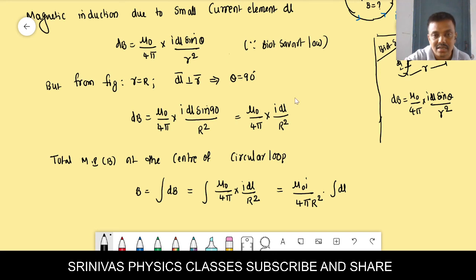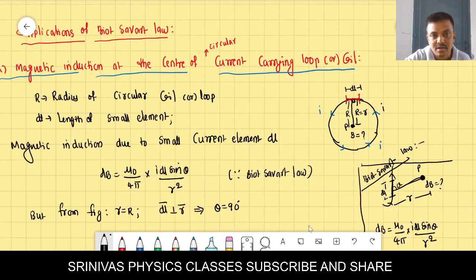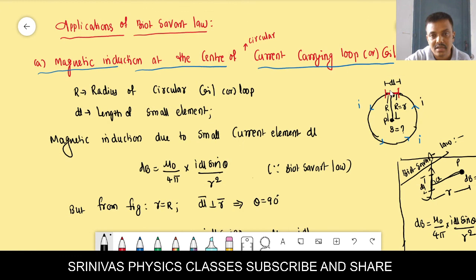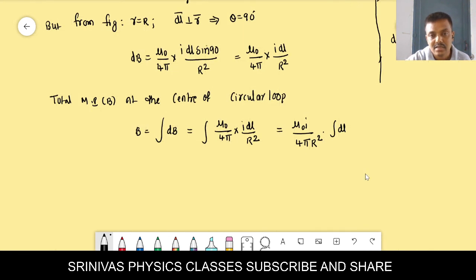What is integration dl? dl means what from the figure? You see the figure, dl is the small element on the circular loop. Integration dl means the full circle length you will get. Small element length is the dl. Integration dl means full length of the circle. Right? Yes or no?